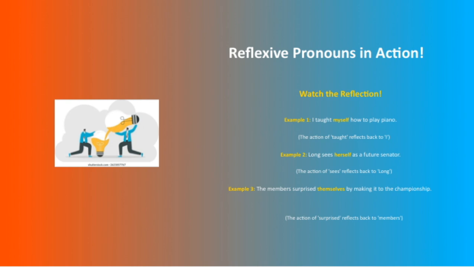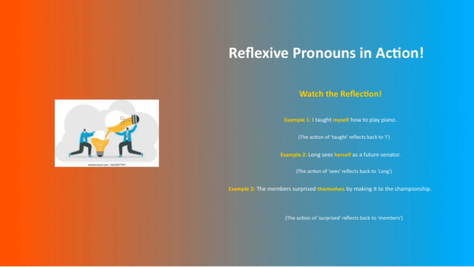Moving to the second example, "Long sees herself as a future senator." The reflexive pronoun, herself, reflects back to Long, indicating her own perception of her future. It highlights how reflexive pronouns help us understand personal perspectives and self-awareness.